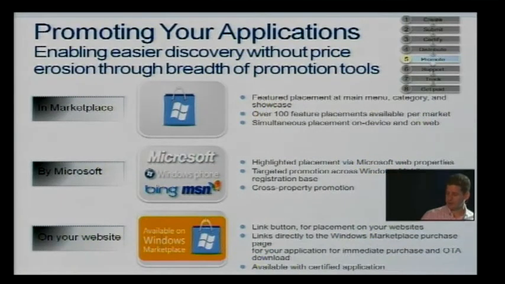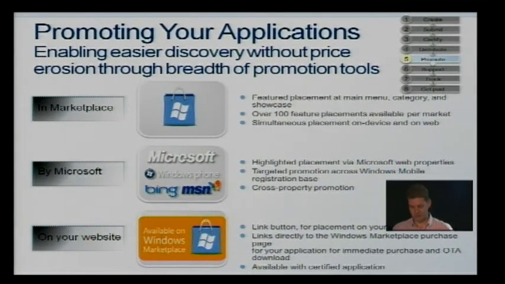Finally, on your own website, what we've seen ISVs already looking at are things like link buttons for placement. You can link directly to the purchase page for immediate purchase, and it's available with a certified application. So there are a number of ways that you can promote applications, and it's fair to say that if you talk to businesses across EMEA, everybody's got different ideas on how they want to get their application to the end user. I'd be quite happy to talk to you individually about it at the end of the presentation.